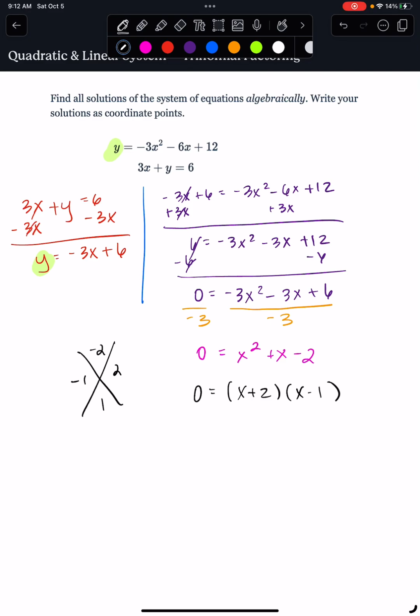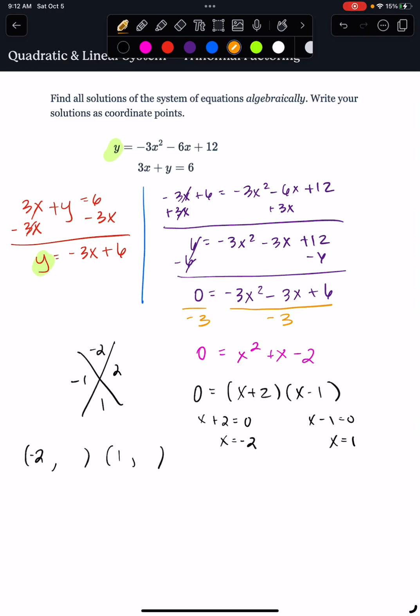And we know that both of these values will hold true if we set them equal to 0. So we can do x plus 2 is equal to 0, and x minus 1 is equal to 0. And this will leave us with x is equal to negative 2 and x is equal to positive 1. So now we have two different solution points. One is going to give us negative 2 comma something, and another is going to give us 1 comma something. And now we just need to get the y values.